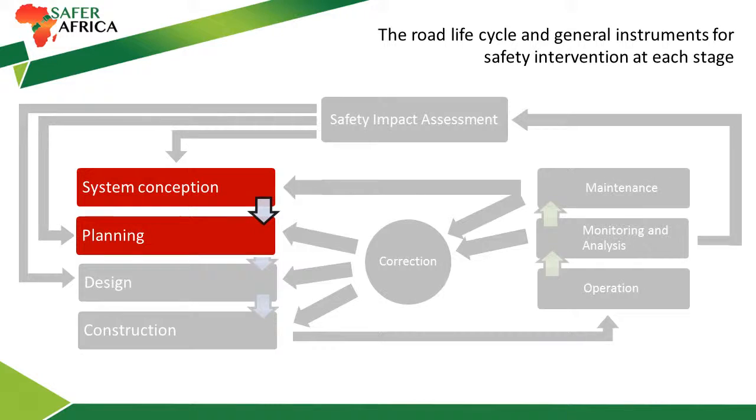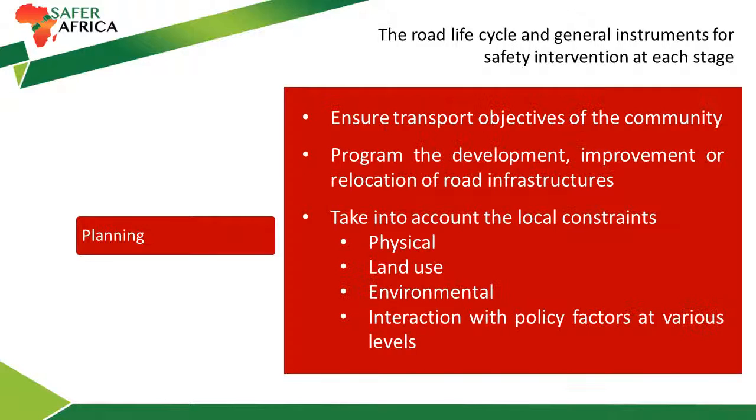After the system is defined, it is time to proceed to the planning phase. The planning phase is essential to ensure that the transport objectives of the community are met with an acceptable level of quality. It is a matter of programming the development, improvement, or relocation of road infrastructures, taking into account the local constraints, namely physical, land use, environmental, and their interaction with relevant policy factors at several levels: local, regional, national, and community levels.